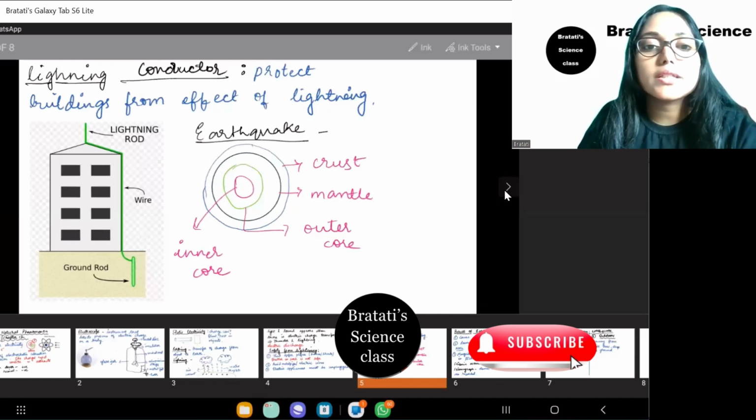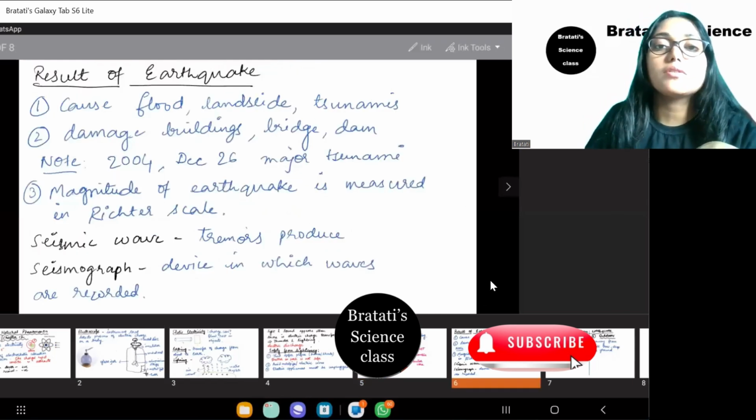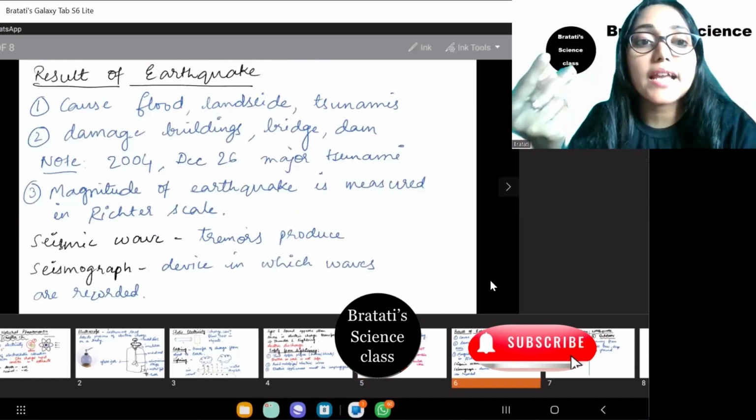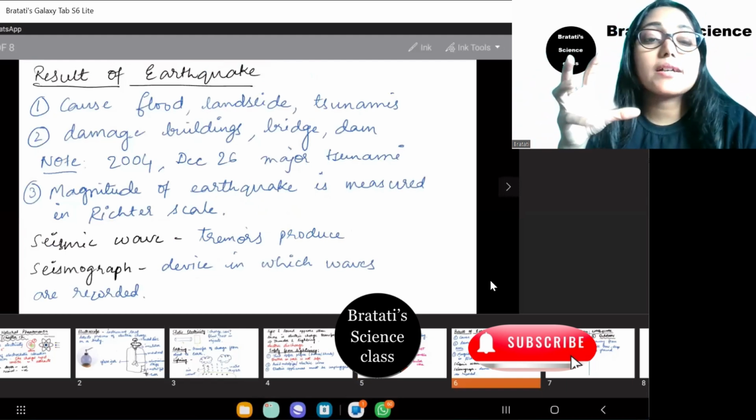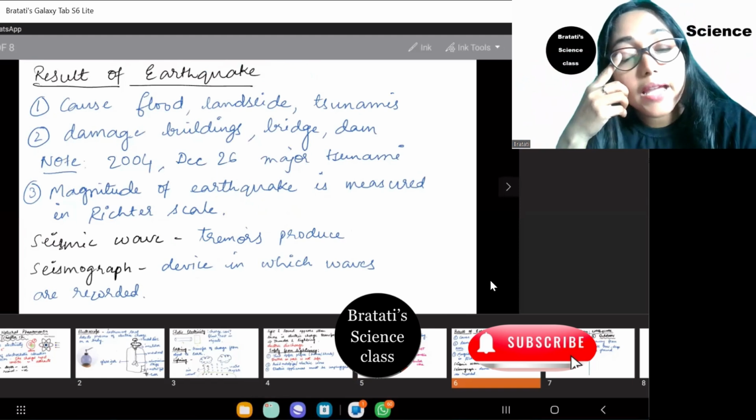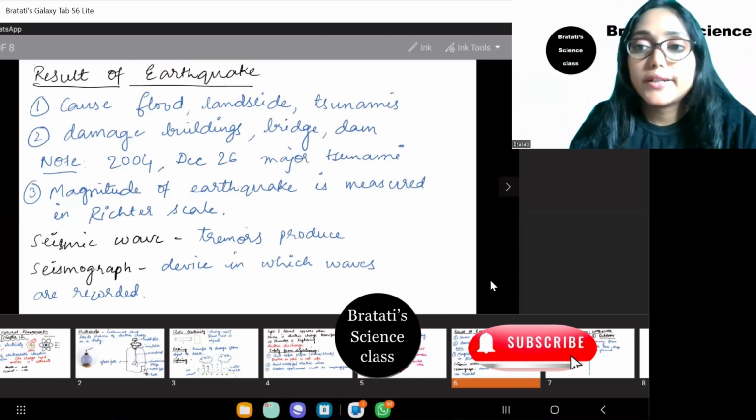Now we are moving to the next one. The result of an earthquake, as I said, can be landslides, floods, and tsunamis. The damage and the massacre is havoc. The dam and the bridge can all be destroyed.